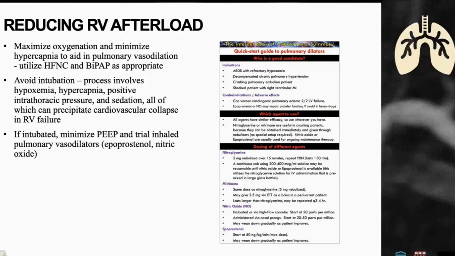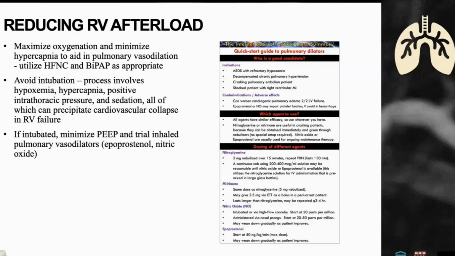So how do I drop my pulmonary resistance? Well, one of the best things to do is to give the patient good oxygen, right? If you put someone on 100% oxygen with a high flow nasal cannula or a BiPAP if they need it, then you're vasodilating those pulmonary arteries and vessels. And as a result, you're lowering your pulmonary vascular resistance. Avoid intubation. This is a very important point here, right?